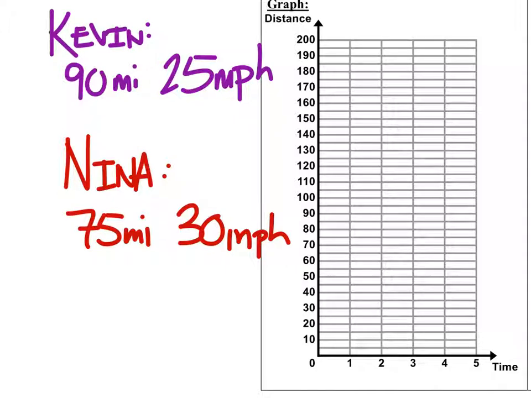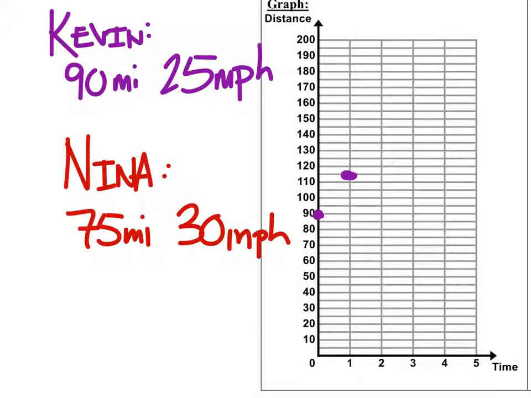So Kevin starts at 90 miles. That's the only thing we know. We didn't know anything about before this time, so we're going to say it's 0 hours right now. Kevin is at 90 miles. In 1 hour, he's going to go 25 more miles, because it's 25 miles per 1 hour. So to 90, I'm going to add 25, and that would give me 115 in 1 hour, right there.